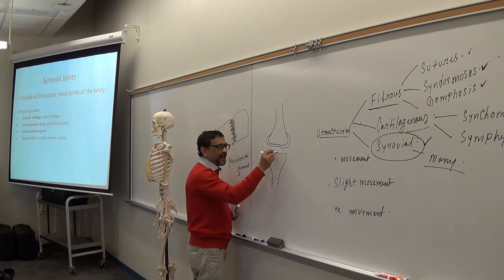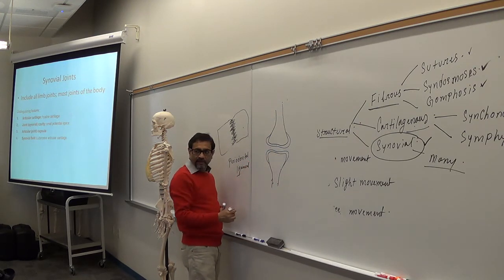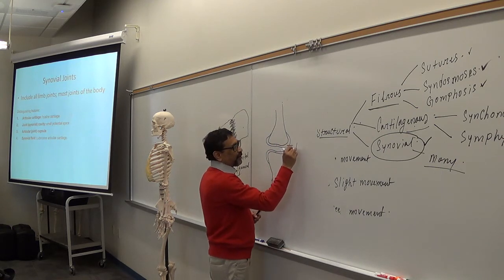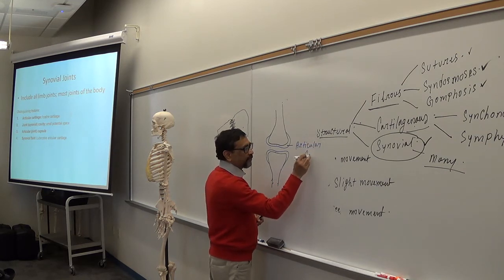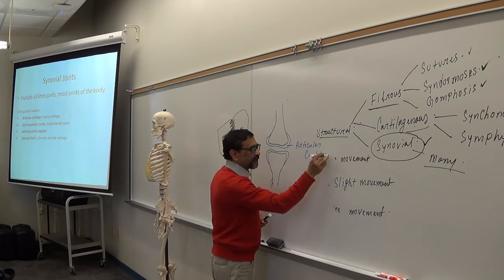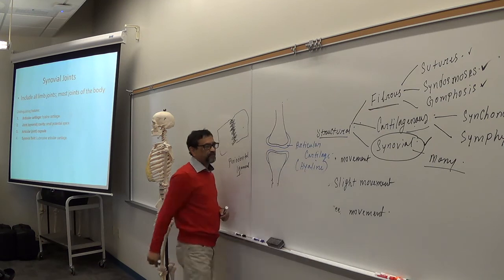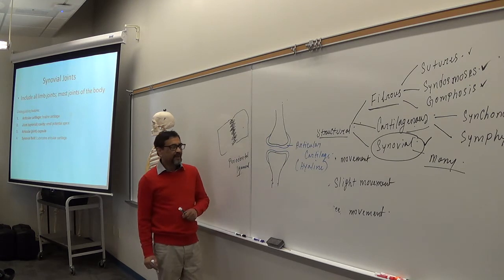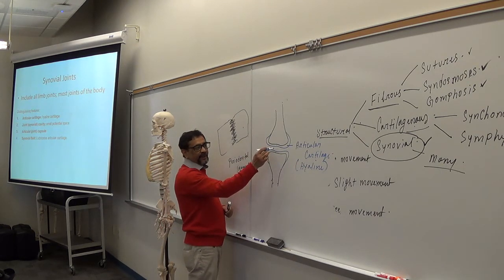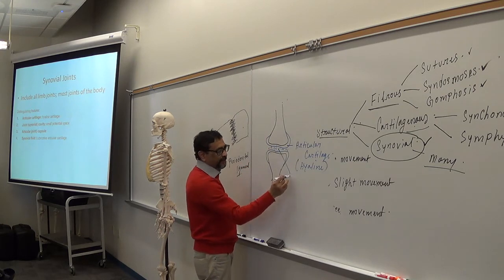So the bones are covered by hyaline cartilage, and that is called articular cartilage, which is a hyaline cartilage. So the ends of the bones are covered by articular cartilage. I have already mentioned there is a gap between the bones, there is a cavity, and that cavity contains the fluid. So this cavity is called synovial cavity.